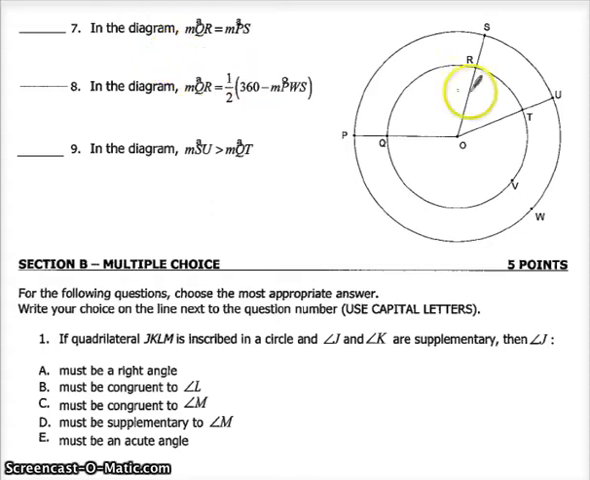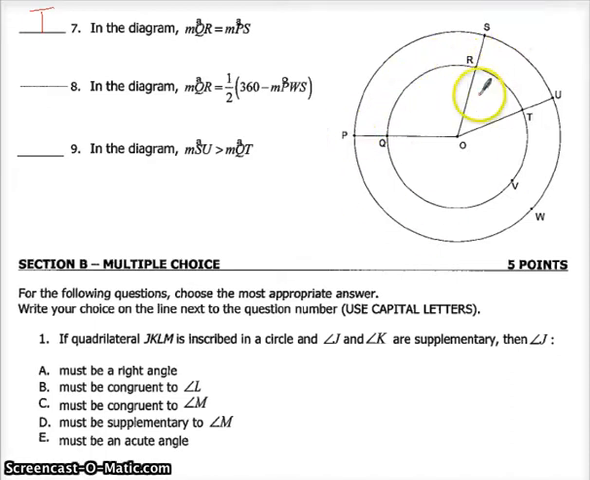Arc QR, does that equal the arc of PS? Yes, it does. It equals in terms of arc measure. Those are the same arc measure because they have the same size central angle. They are different lengths, but that's not what this question is saying. It's asking, do they have the same measure? And yes, they do.